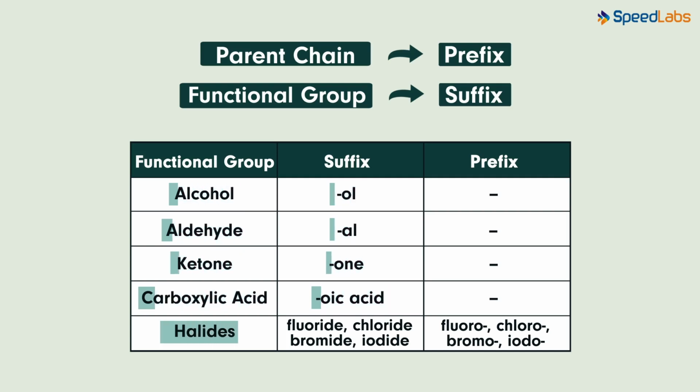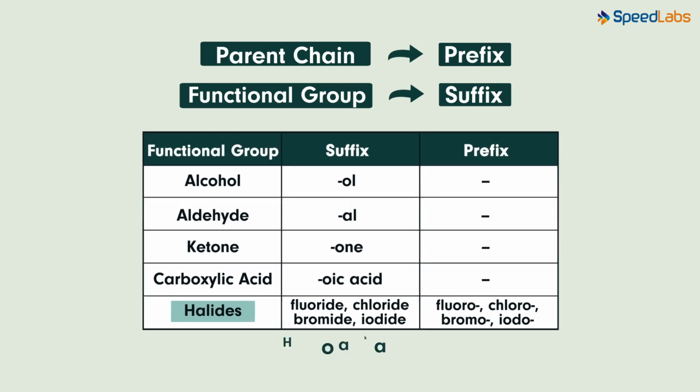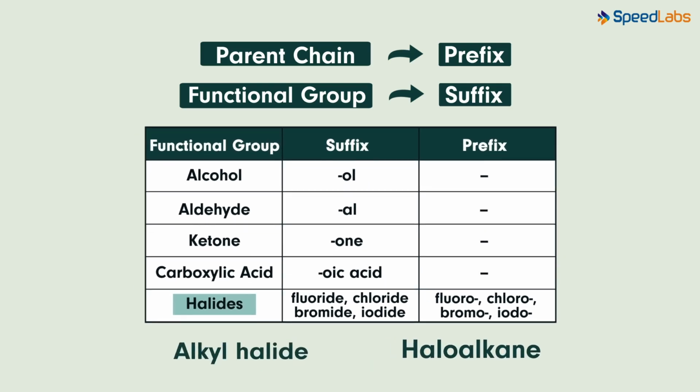The case of halides is however different. We can either write it in the haloalkane style or in the alkyl halide style. Haloalkanes are written with the prefix chloro, bromo, fluoro, or iodo respectively before the parent hydrocarbon. In contrast to this, alkyl halides are written with the alkyl group as the first part and the respective halide as the second part. This is what we've learned so far.